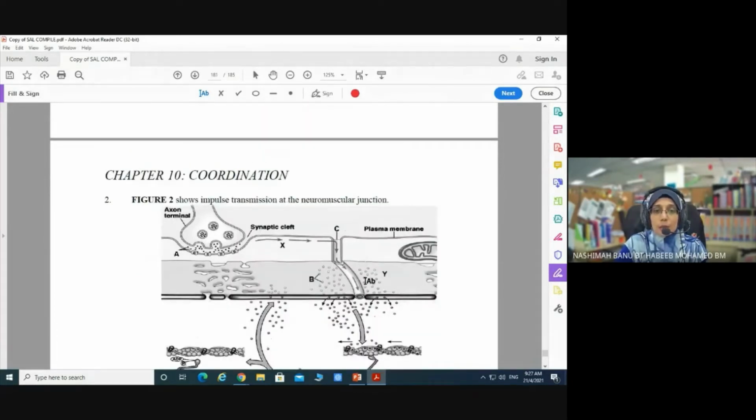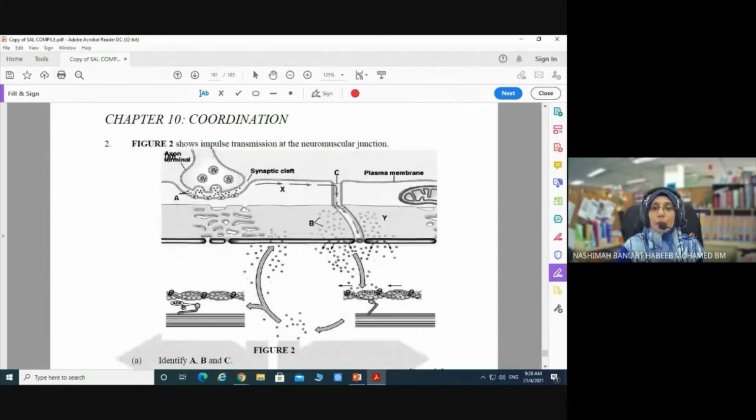Okay, so let's continue. Second question. For the second question, if you look at here, it's a transmission of the impulse in the neuromuscular junction. If you recall, neuro represents the end of the neuron, or synapse here. Muscular here represents the muscle. And why is it in the form of a junction? Because it's like a T junction there. That's why neuromuscular junction.